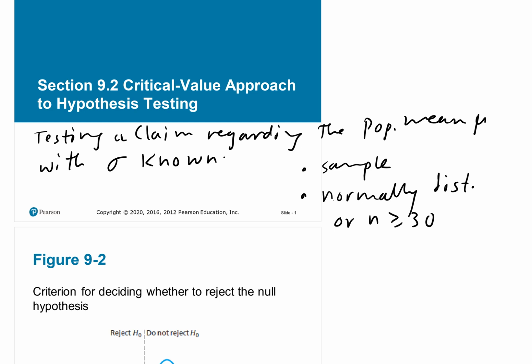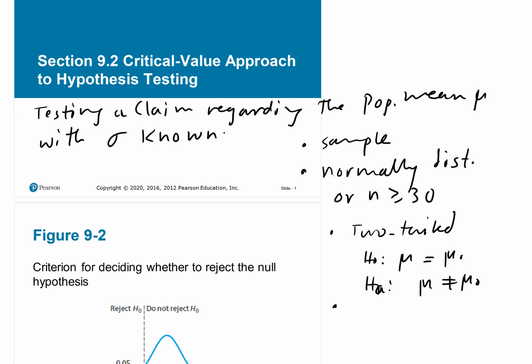stating the claim that is made regarding the population mean. It's going to be either a two-tailed test, where you write H0: mu equals mu sub 0, H1 or Ha: mu does not equal mu 0, and then we do the same thing if it's right-tailed or left-tailed. You know how to set them up from the previous section.